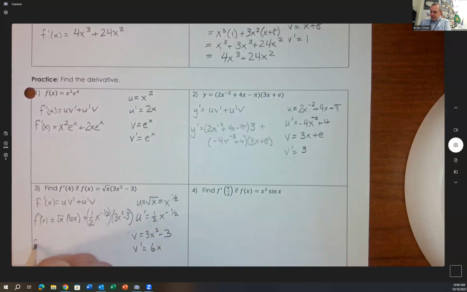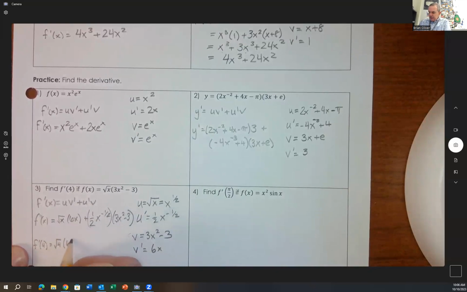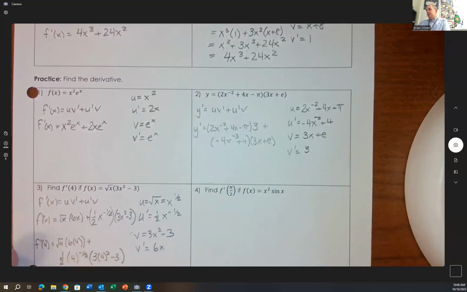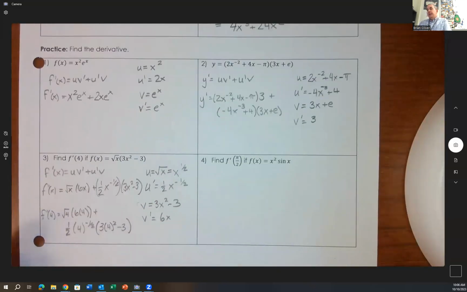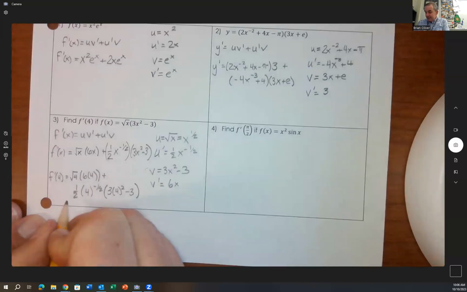So if I'm trying to find f prime of 4, I'm going to substitute in 4 for x. So the square root of 4, 6 times 4, plus 1/2, 4 to the negative 1/2, times 3 times 4 squared minus 3. And just so you know, bring it down, make sure you see it all. That would be your answer. I mean, you could simplify it if you wanted to, but that's as simple as it gets.